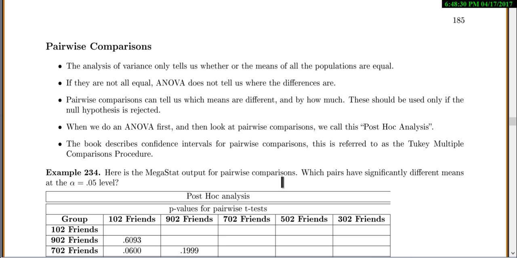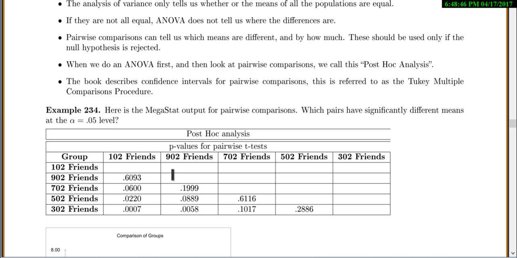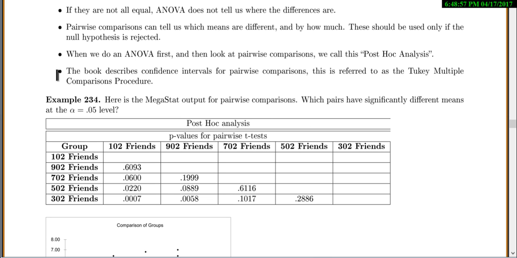So when we do an ANOVA test first and then we look at a pairwise comparison, we call this a post hoc analysis. And our book talks about ways to do confidence intervals for pairwise comparisons. Really, we would just look at the MegaStat analysis, and I'll just have you do this once or twice. We're not really focusing on it. So in this example, we have the MegaStat output for pairwise comparisons, and we want to know which pairs have significantly different means at the alpha equals 0.05 level.